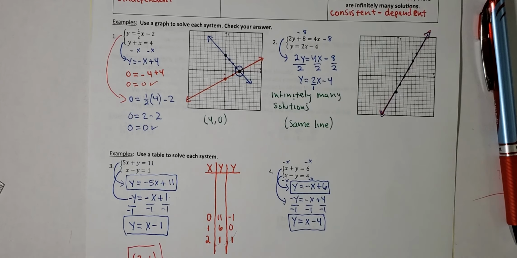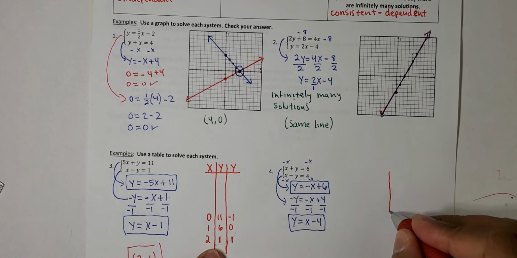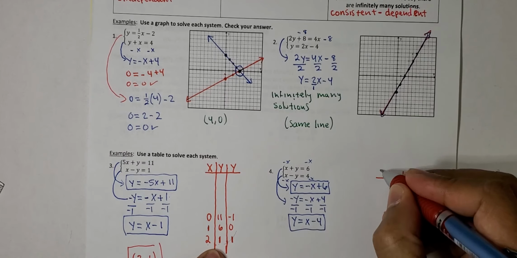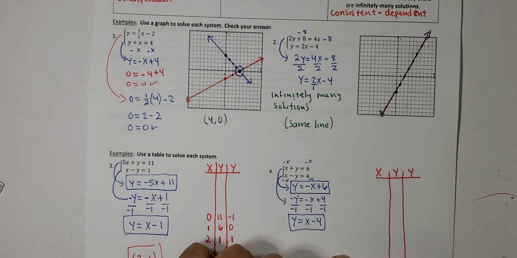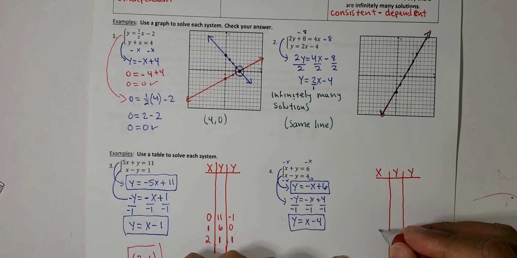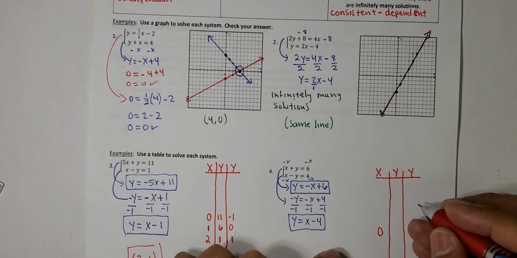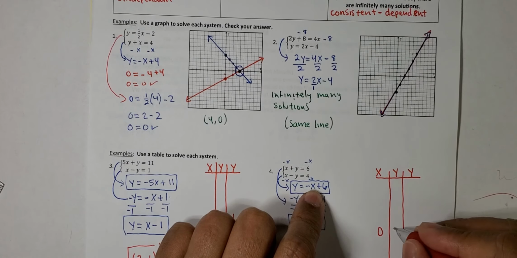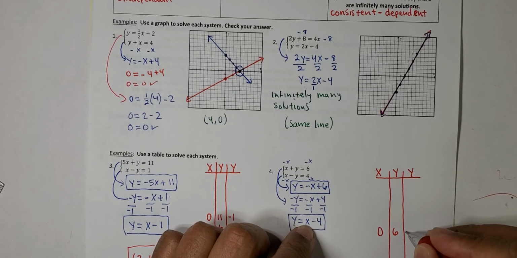All right, so the same thing. I'm going to set up my table. So I have my table of values here. This will be the x values, y value, and y value here. So let's start again with 0. I'm going to do 0 somewhere here in case I need to use the negatives. The negatives are going to be here. So when x is 0, on the first equation, y is 6, right? When x is 0 on this one, y is negative 4.